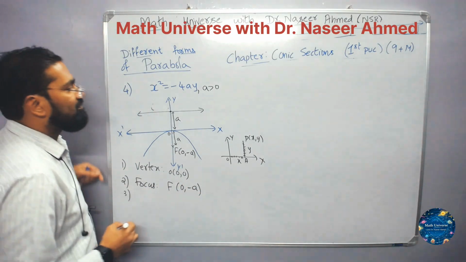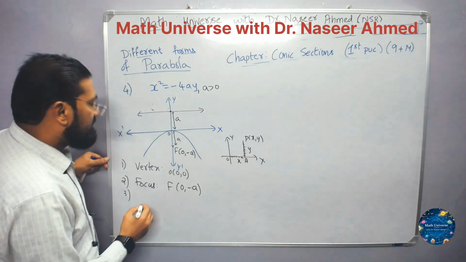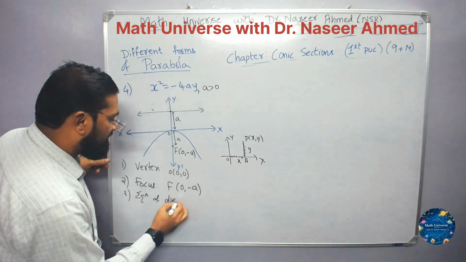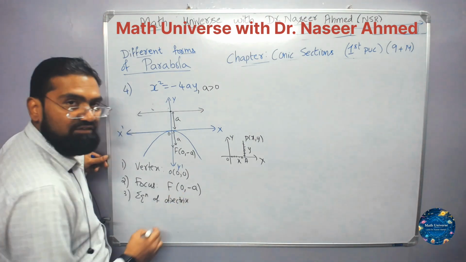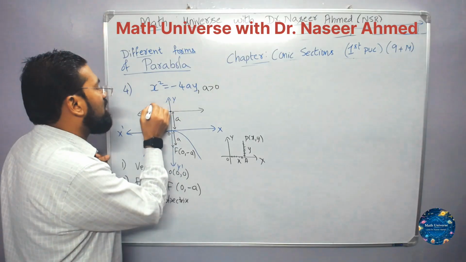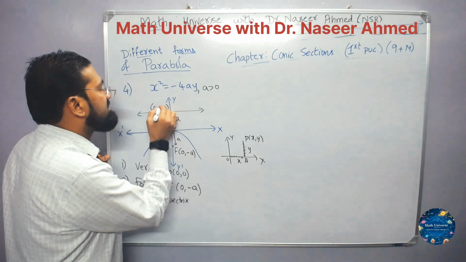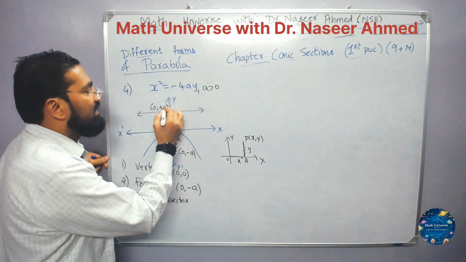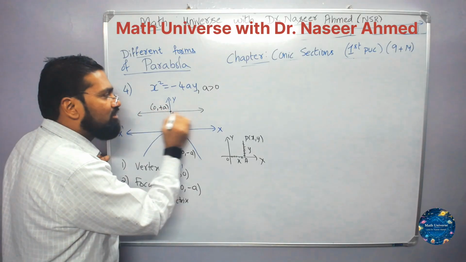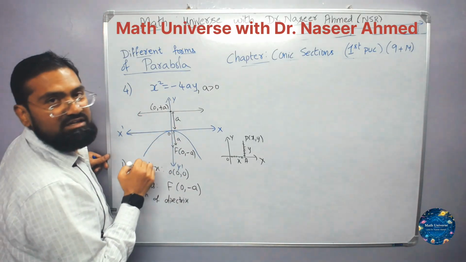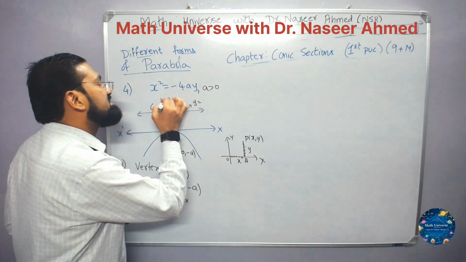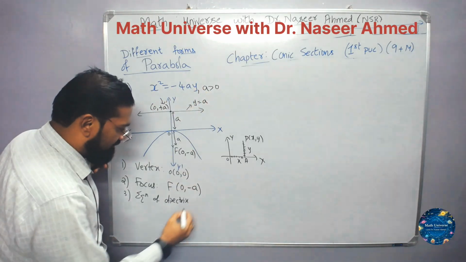Third point, the equation of the directrix. What could be the equation of the directrix? This is the directrix, and it passes through the point 0 comma plus a, because it is on the positive part of the y axis. Mind you, this is plus a. This is a horizontal line. The equation of a horizontal line is y equal to a constant, and that constant is a. So y equals plus a.